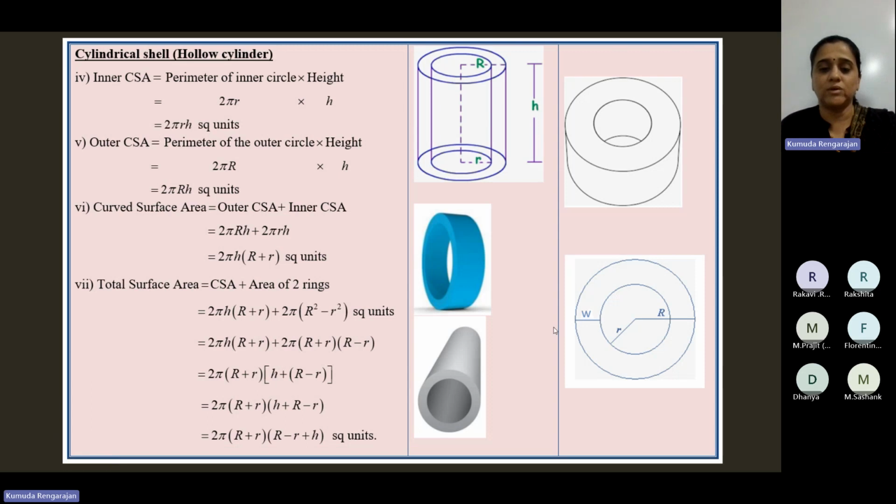You can see the image below. Hollow pipe. Normally, if the question says it's a pipe, that means it is a hollow cylinder, like this. You can see the figure below.